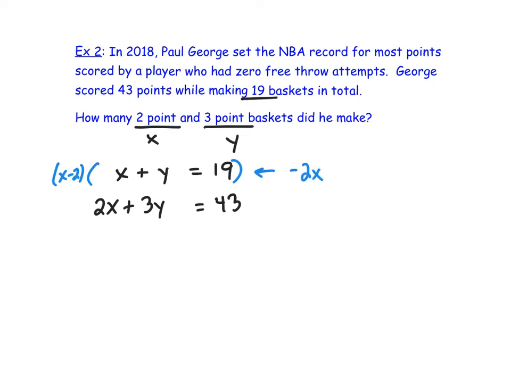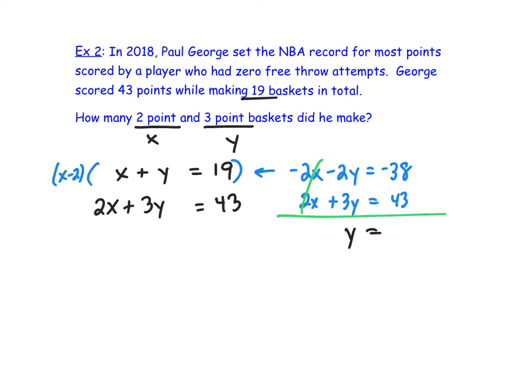So I'm going to multiply everything in the first equation by -2, so we get -2x minus 2y equals -38. And then I'm just going to rewrite the other equation, 2x plus 3y equals 43. And then we just add these two equations together. So the -2x's cancel out, and we are left with -2y plus 3y. Look at that, that's just y, that's nice. And then -38 plus 43 is 5. So what that means is he made 5 3-point baskets. So Paul George made 5 3-point baskets.